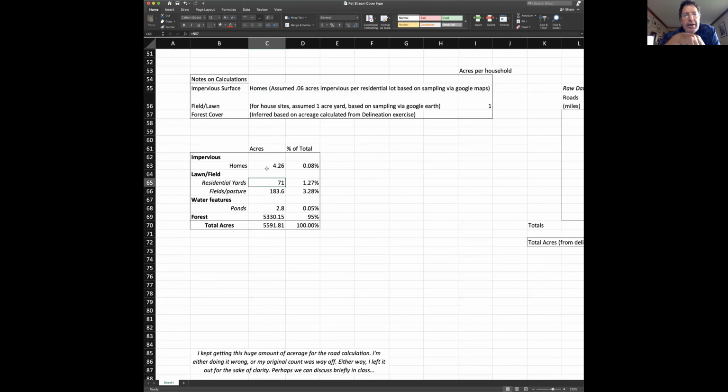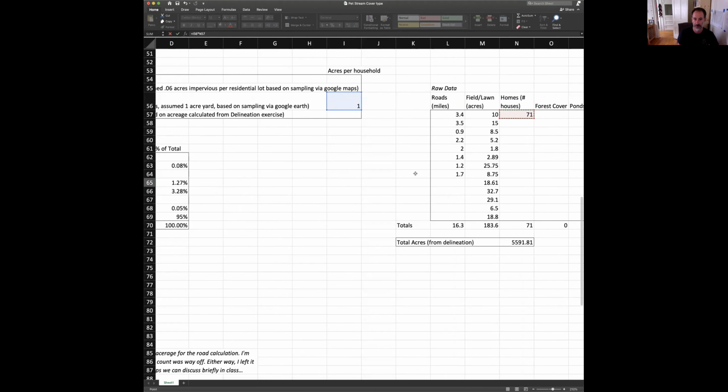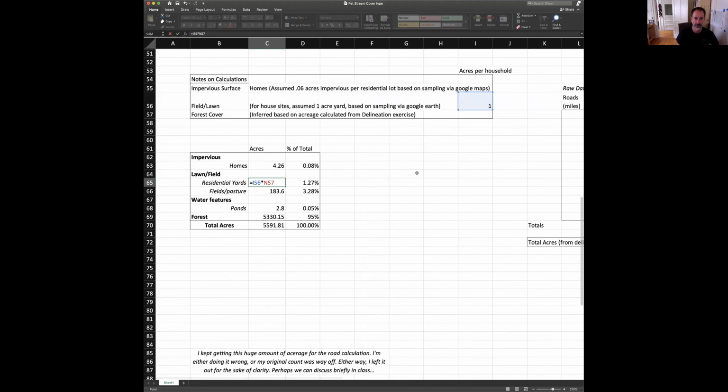65C, equals, start with equals. Go back up to I-56 times, and then go to your number of houses. So it's over there in the other table. No, I just need to get there without removing my cell. There. Just hit return. Okay, so we're back here.